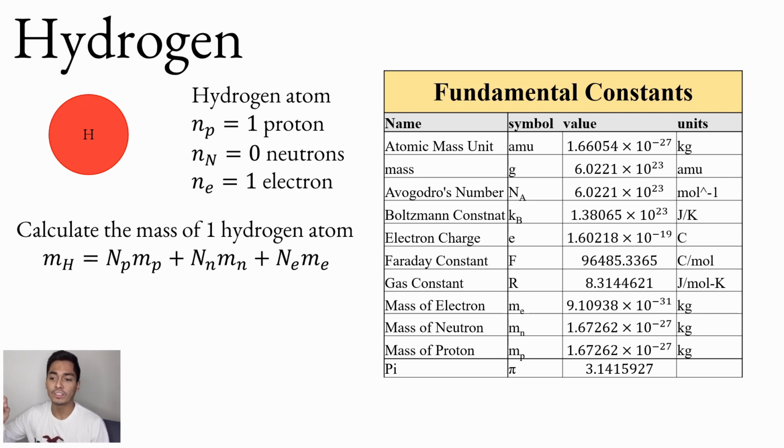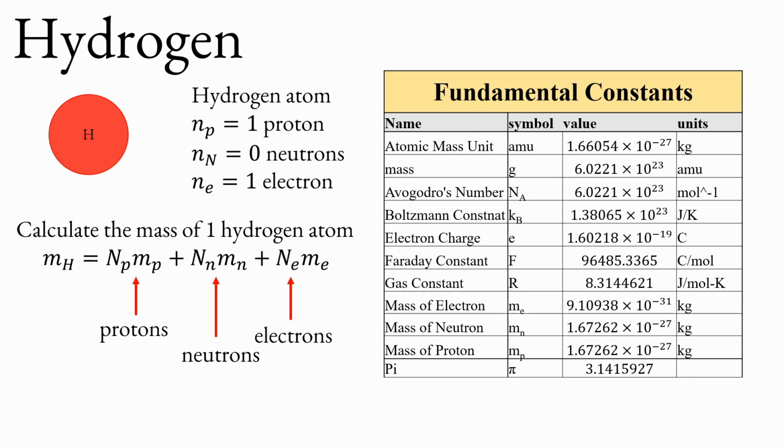So the mass is m, and that little h stands for hydrogen. All we have to do is add up the number of protons, neutrons, and electrons. And notice that there's 0 neutrons, so they cancel out. And we look at our fundamental constants. Pause the video if you want to calculate it yourself. We look at our constants and we add up those values. So in this case, it's just the mass of the proton plus the mass of the electron.